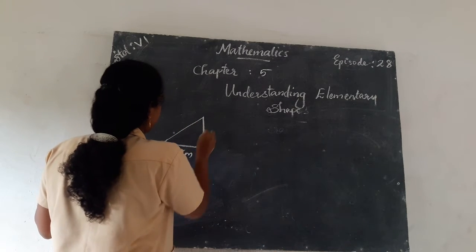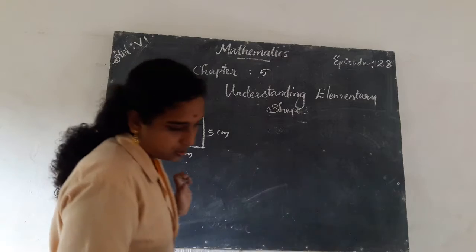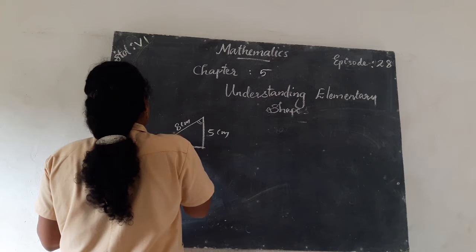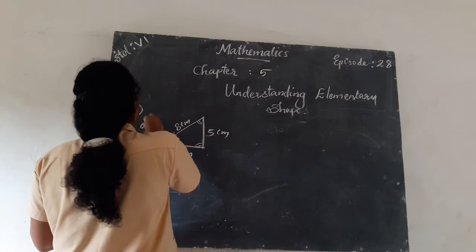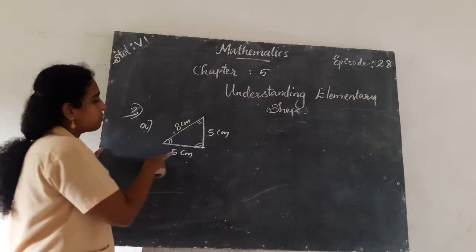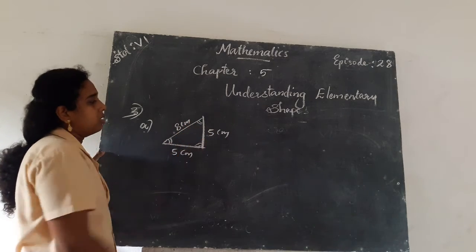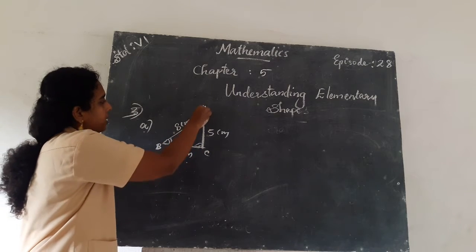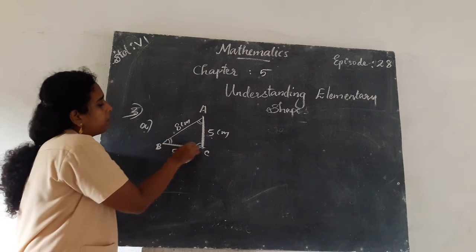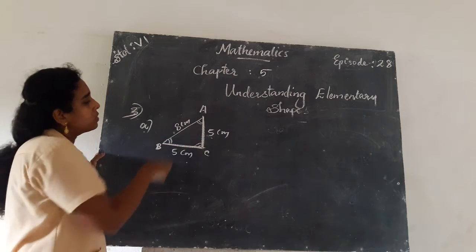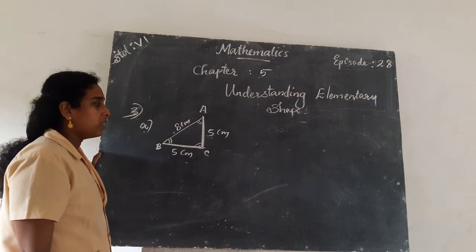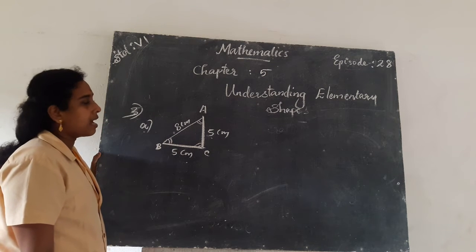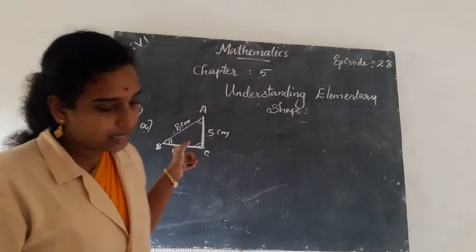The side is 5 centimeter, this side is also 5 centimeter, and this side measures 8 centimeter. So here two sides of the triangle are equal. If we name the triangle ABC, then side AC is equal to 5 centimeter and BC is also equal to 5 centimeter. So two sides are equal. If any two sides of a triangle are equal, then it is said to be an isosceles triangle.